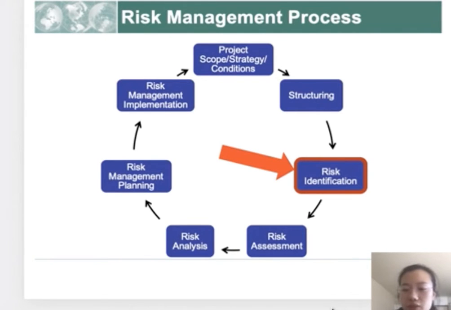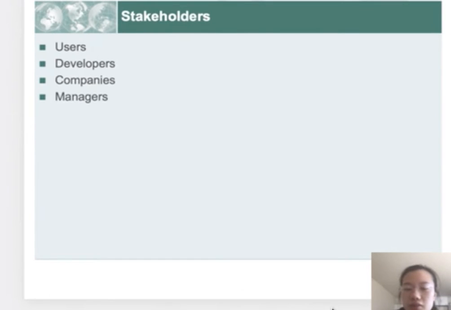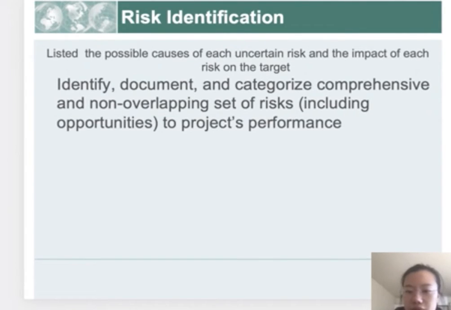The third step is risk identification. We classify each risk according to different risk reasons, including technology, people, organization, tool, requirement, and estimate, and divide stakeholders into users, developers, companies, and managers. We list the possible cause of each uncertain risk and the impact of each risk on the target. Identify, document, and categorize a comprehensive and non-overlapping set of risks to the project's performance.